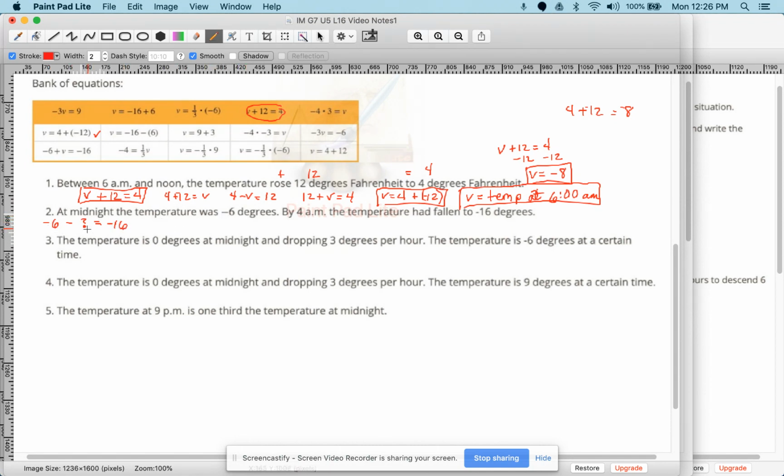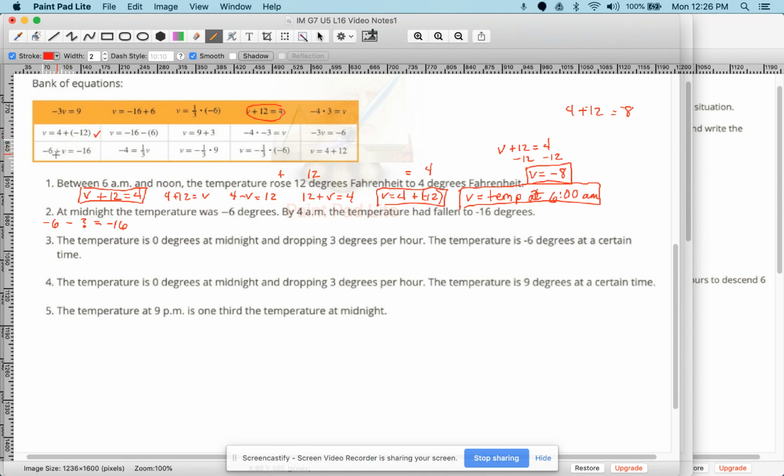Temperature was negative 6. That's where I got the negative 6. The temperature has fallen, so there's my subtraction. We don't know by how much, but we know it ends up at negative 16. So let's take a look and see what we have. Do we have any equations with a negative 6 and a negative 16? That's what we're looking for. So what is this one?